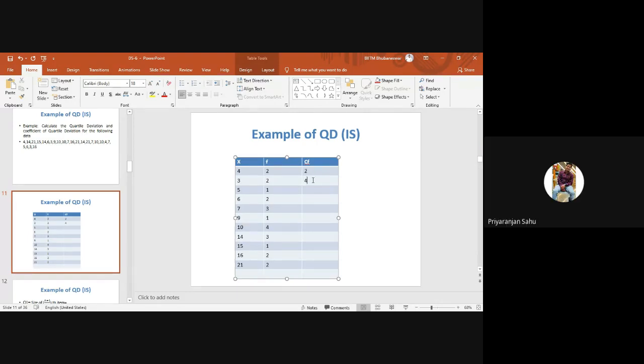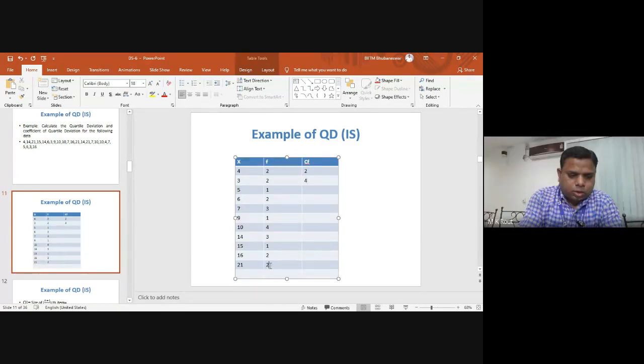21 appears 3 times, okay. So here I can calculate the cumulative frequency: 2 plus 2 is 4, 4 plus 1 is 5, 5 plus 2 is 7, 7 plus 3 is 10, 10 plus 1 is 11, 11 plus 4 is 15, 15 plus 3 is 18, 18 plus 1 is 19, 19 plus 2 is 21, and 21 plus 3 is 24.